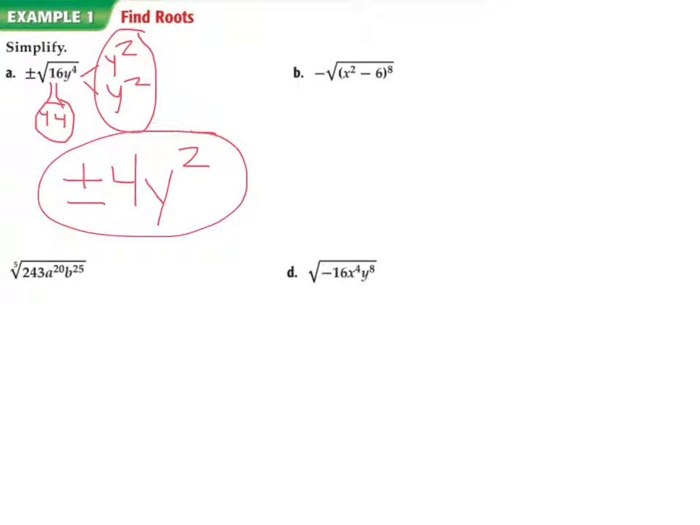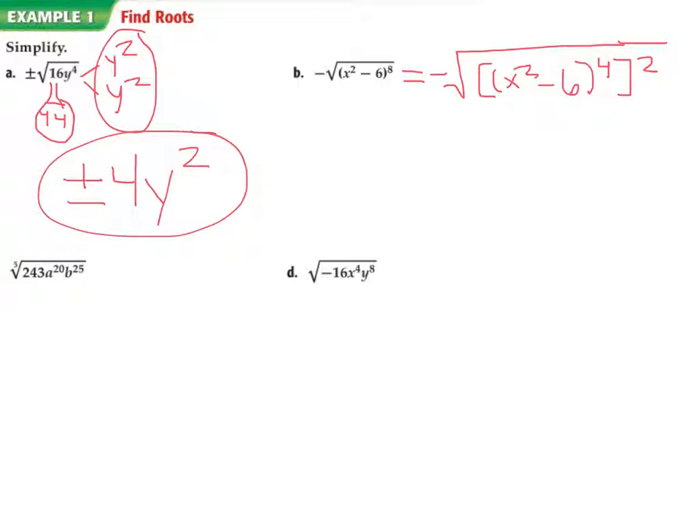On example B, we're also looking for pairs we can take out. Right now, we can see that this is raised to the 8th power, and we need to figure out how I can break that down so that I have something that's squared that I can take out. So I can just go ahead and rewrite this. I can have negative square root of x squared minus 6 to the 4th power, all squared. Because this 4 and this 2, if we multiply them back together, we'd have the 8.